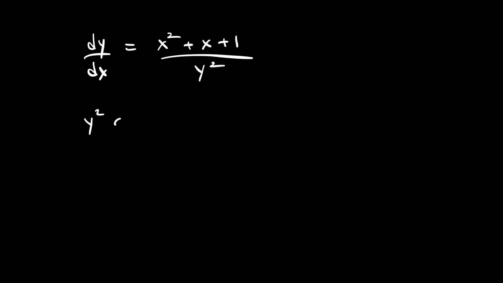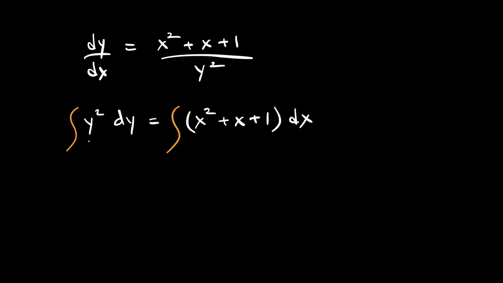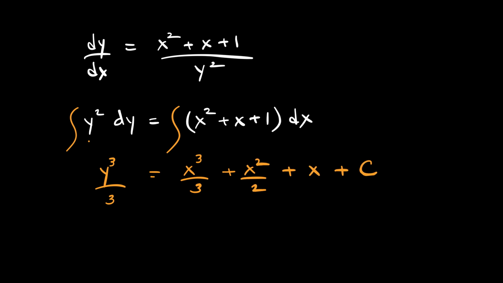One last question for this particular video. dy by dx is equal to (x squared plus x plus 1) divided by y squared. y squared dy is (x squared plus x plus 1) in brackets multiplying with dx. Integrate both sides. y squared after integration becomes y cubed over 3. x squared becomes x cubed over 3. x becomes x squared over 2. And 1 becomes x plus a constant of integration c.